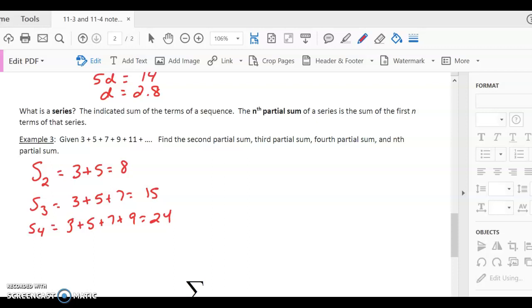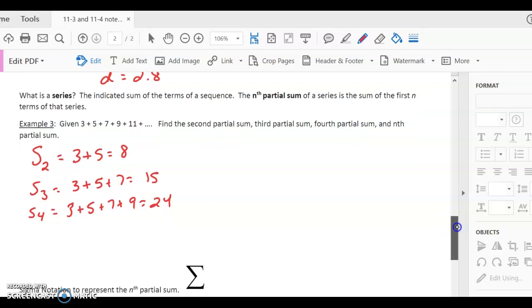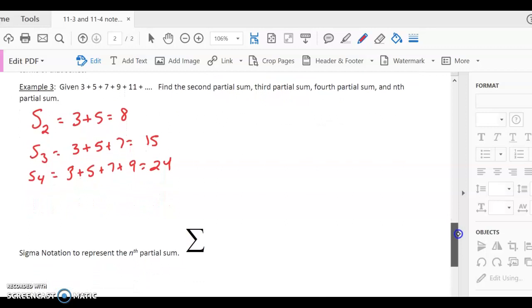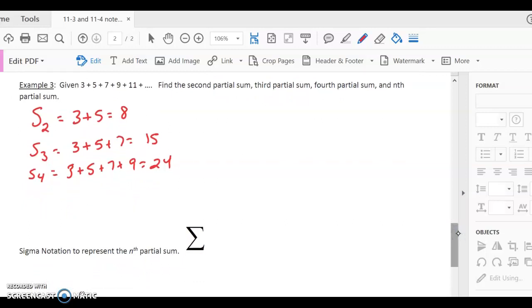But what about the nth partial sum? The nth partial sum is a little trickier because you have to add up n amount of terms. Well, there's no fundamental way to represent that, because how many terms do you want? You want n amount. So what you have to do is use what's called sigma notation. Sigma notation is a Greek symbol. It kind of looks like a fancy E, but it basically means add up or sum a certain number of numbers in the sequence.